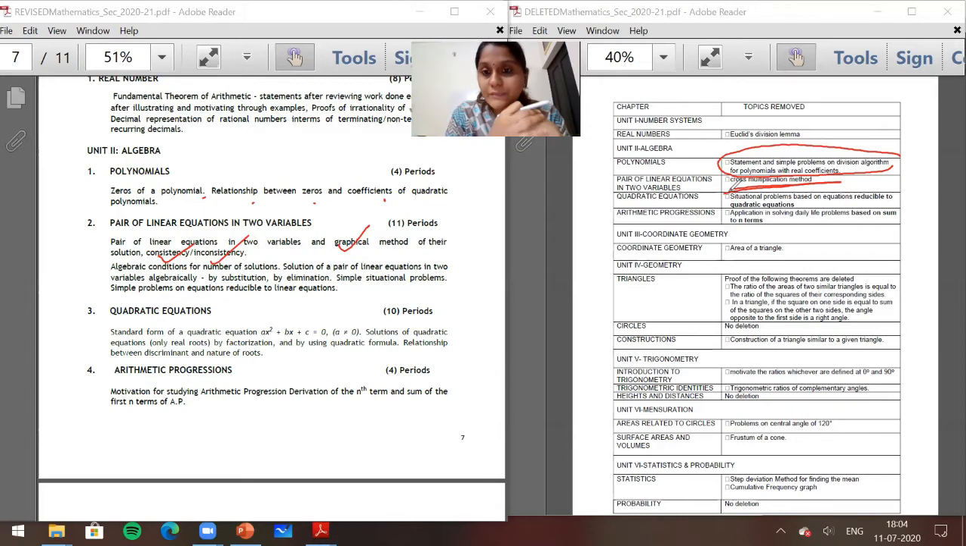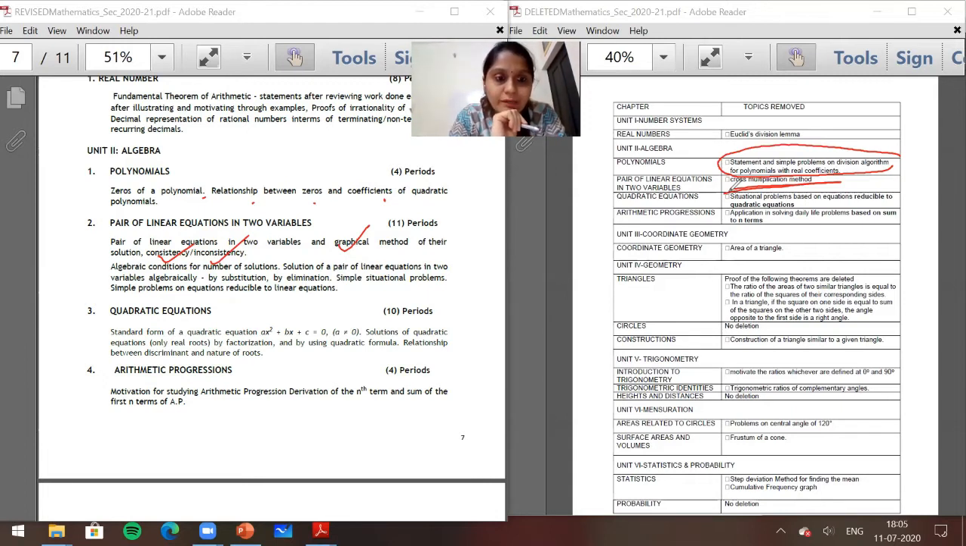So the entire cross multiplication method has been removed, but the application part will be there. Word problems will be there, right? As far as word problems are concerned, it is up to you whether to use the elimination method or the substitution method. That is according to how comfortable the student is. Okay, moving on, let's see quadratic.